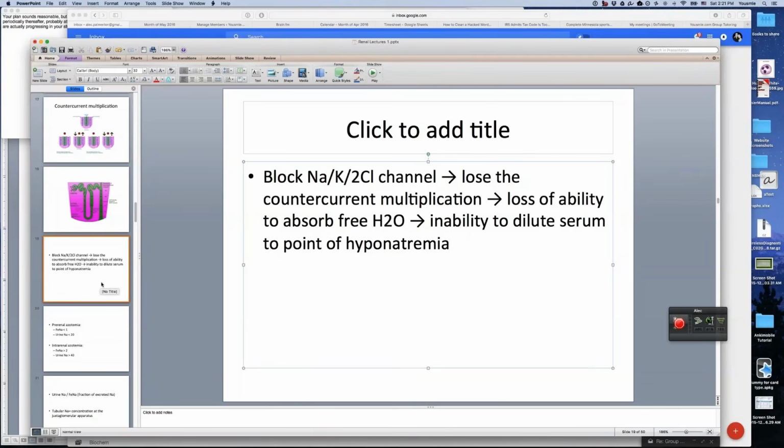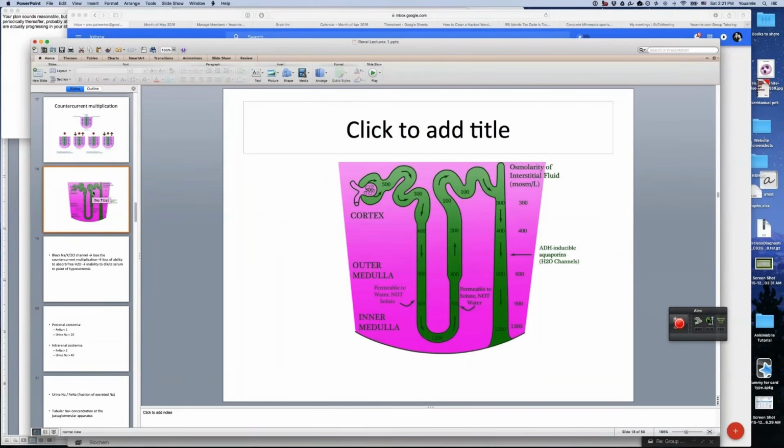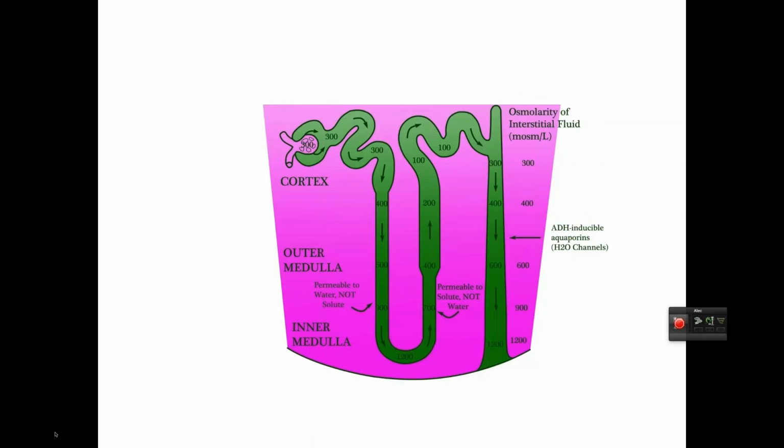Cool. Perfect. Wait, sorry, can you go back to that picture of the nephron? Sure. I just want to make sure that I'm understanding. So in the thick ascending limb, that's where you're blocking the NKCC channels. And since you're blocking them, you're not concentrating the middle medulla. And with the lack of that concentration gradient, you're affecting the way free water moves in the descending limb. Perfect. Yeah, because remember, all I'm doing with ADH is putting water channels there.